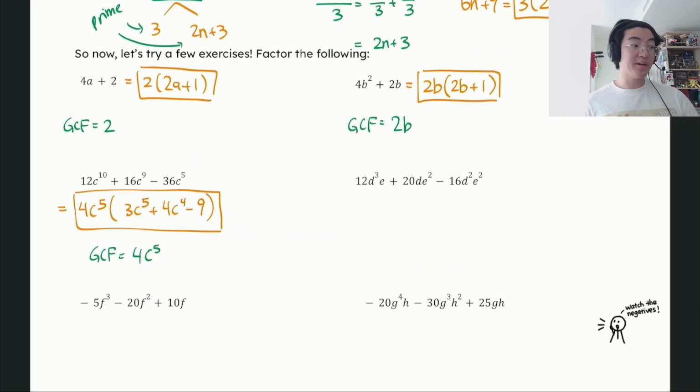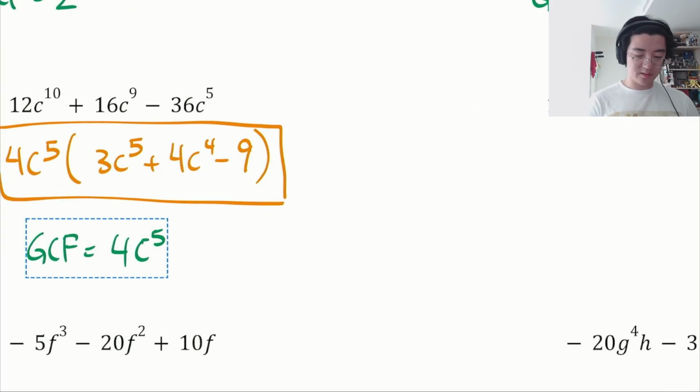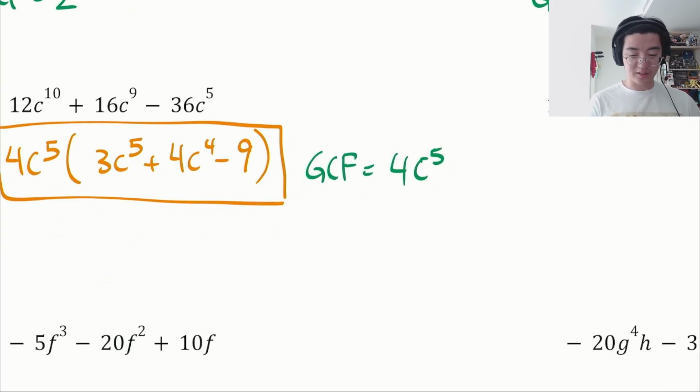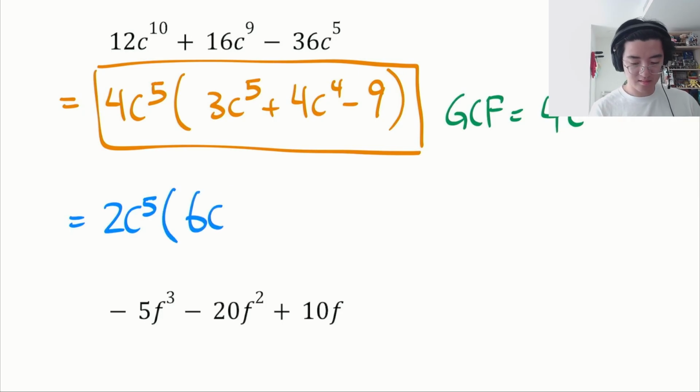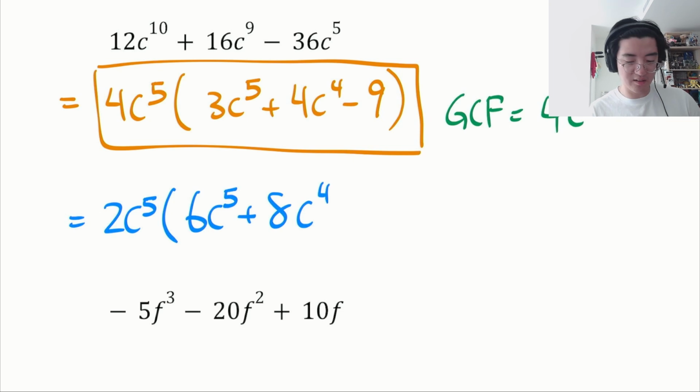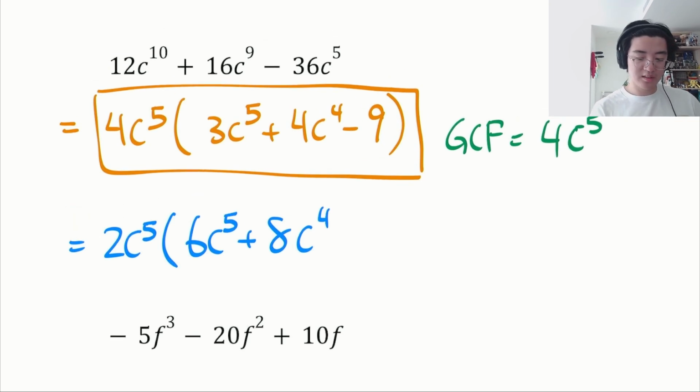But sometimes it's not that obvious that it's divisible by 4. Sometimes we see that, oh, it's divisible by 2. Which is correct. So alternatively, we can also take out a 2c to the power 5. This is equally valid, because we see, oh yeah, all those coefficients here, they're all even. So it's divisible by 2.